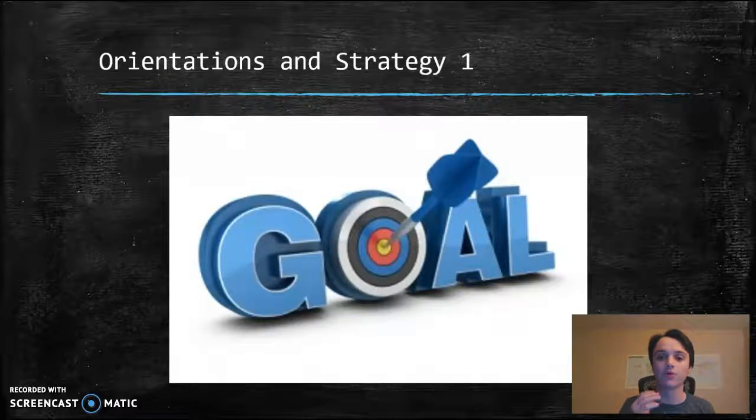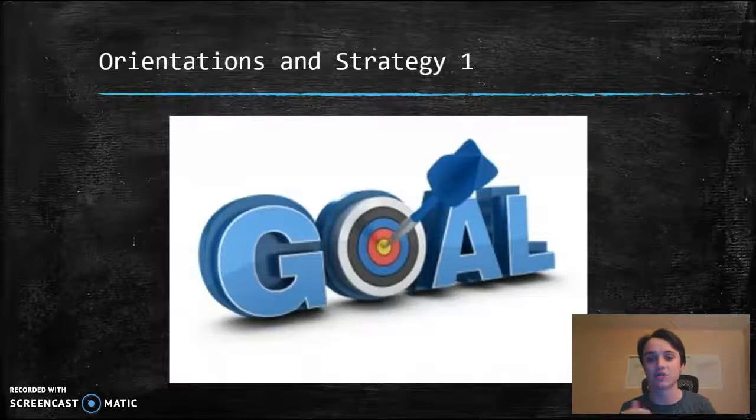So it's really important with goal orientations and strategy 1 to make sure that you are setting out a clear and effective learning goal at the beginning, so that they know what to strive for, so that they're not just doing it for the points, that they know that there's a point, that they're moving towards something.